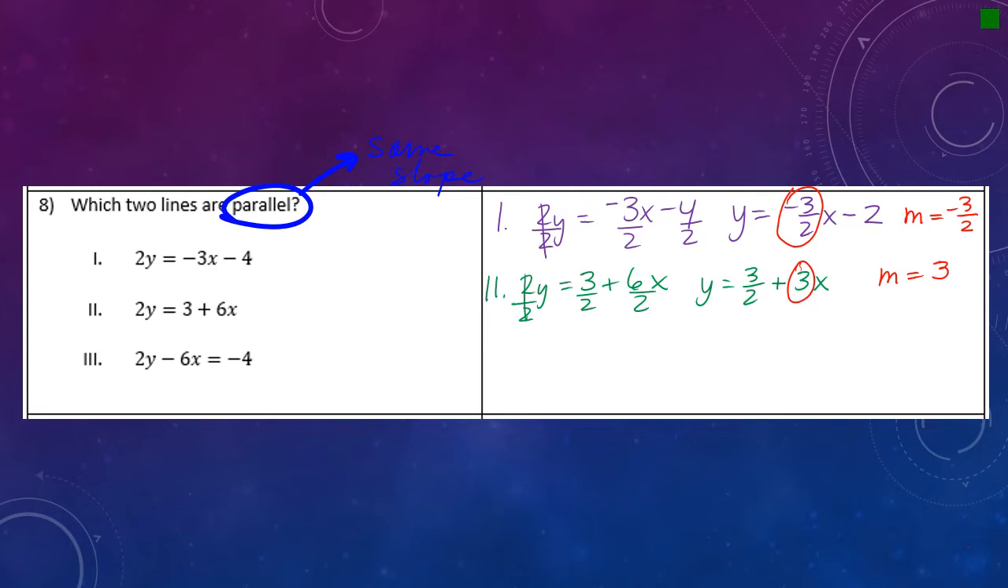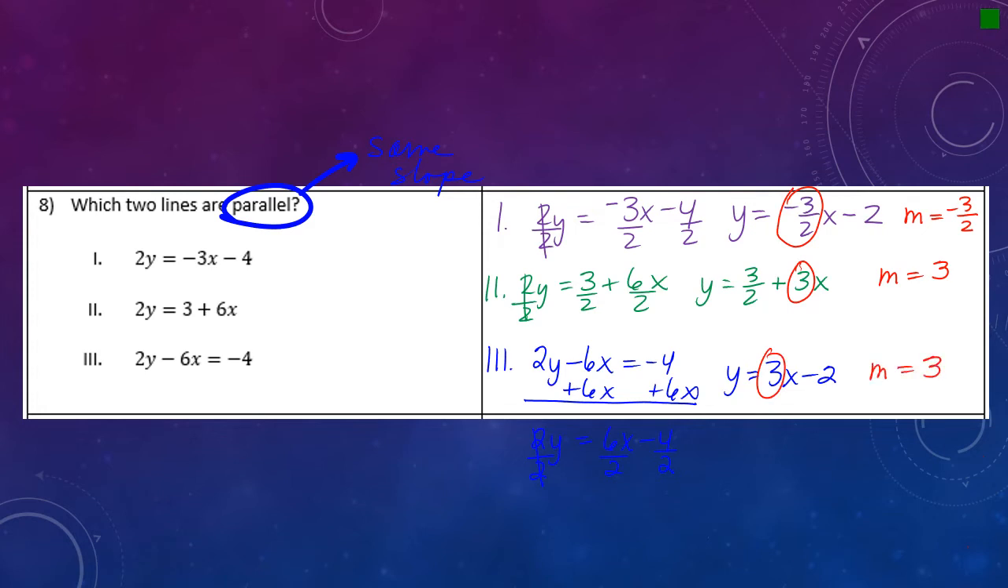And then last but not least, number 3, I have 2y minus 6x equals negative 4. This one's going to be the most work because I have to move my x term before I can divide. So I'm going to add 6x to both sides. And I end up with 2y equals 6x minus 4. And now I'm going to go and divide everything by 2. So my final equation would be y equals 3x minus 2. So again, I'm looking at the number in front of x. So the slope is 3.